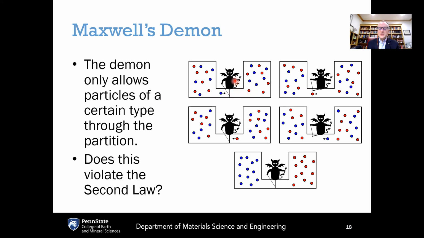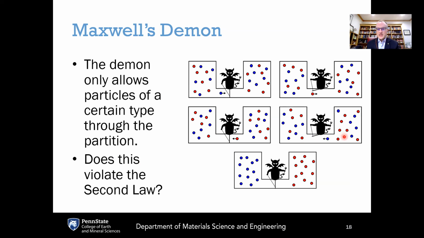Now, what Maxwell proposes is, what if there were some little demon sitting at this wall between the two subsystems, and the demon can open or close the wall depending upon whether it's a blue atom or a red atom that is traveling from the left to the right or the right to the left. And the demon chooses to open or close the wall to let all of the red gas atoms travel to the right, but never to the left, and all the blue gas atoms to travel to the left and never to the right.